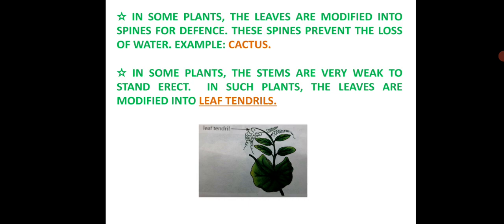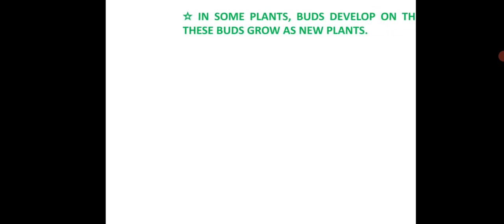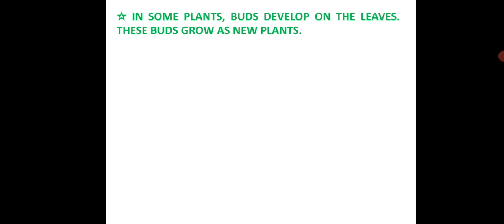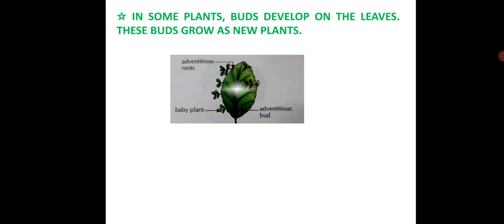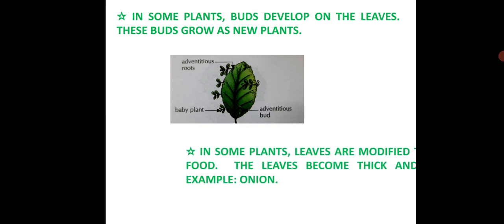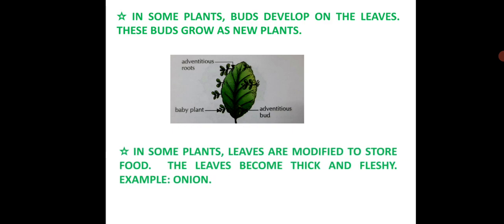The next function is in some plants, buds develop on the leaves. These buds grow as new plants. For example, Bryophyllum and Begonia. Then the next modified function is in some plants, leaves are modified to store food. The leaves become thick and fleshy. Example, onion, or we can say the spinach, etc.